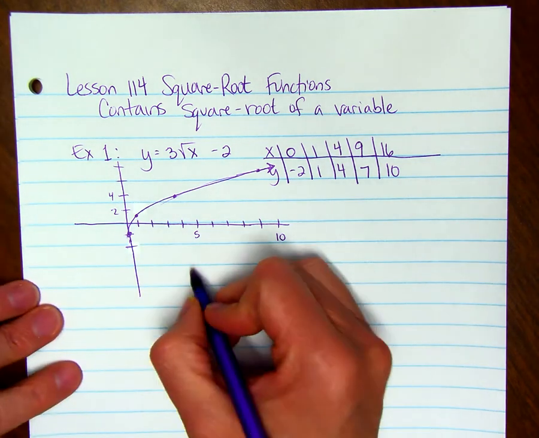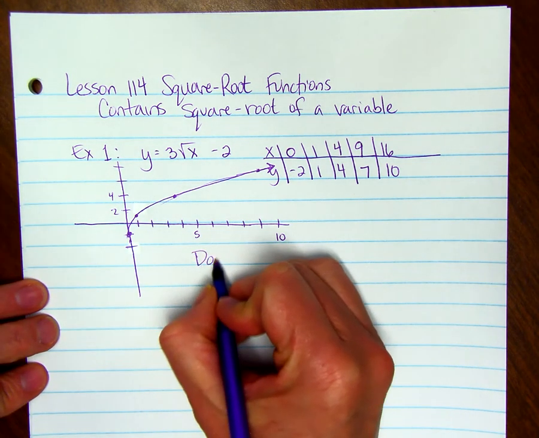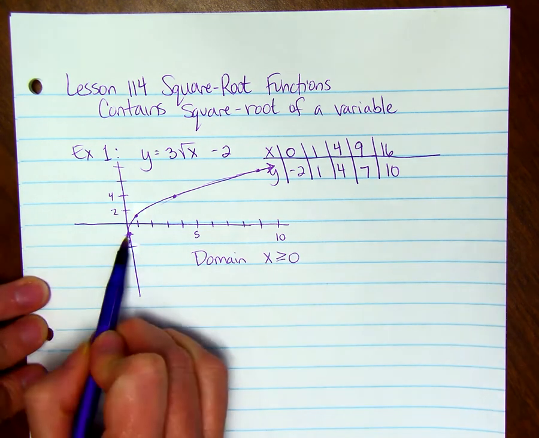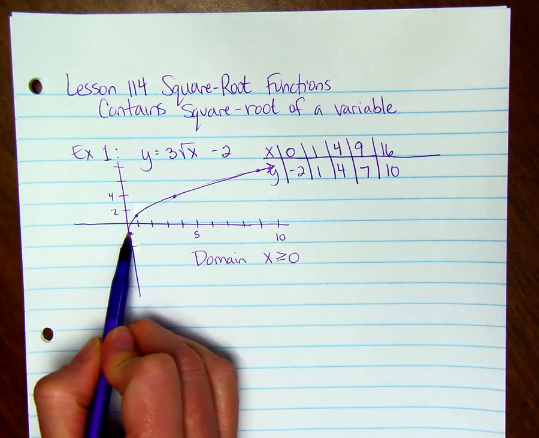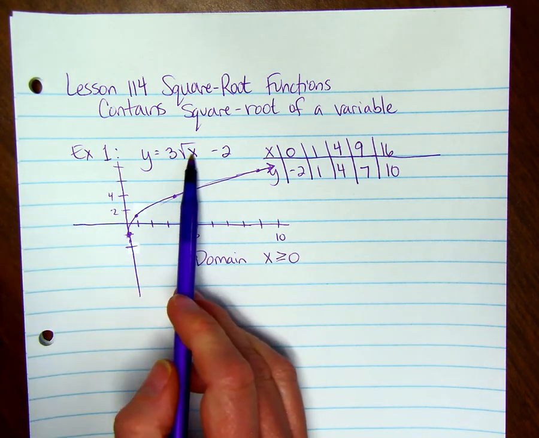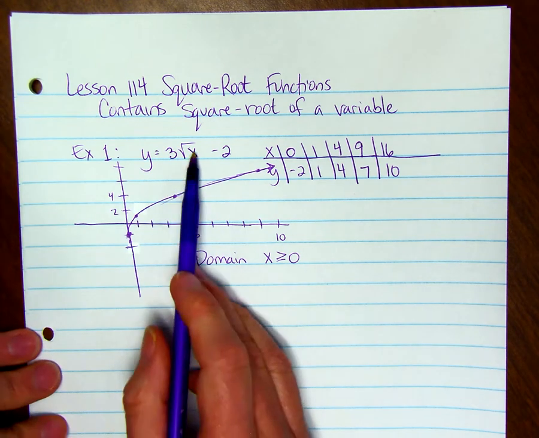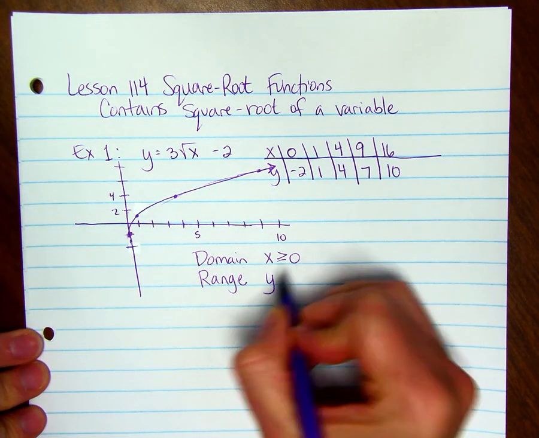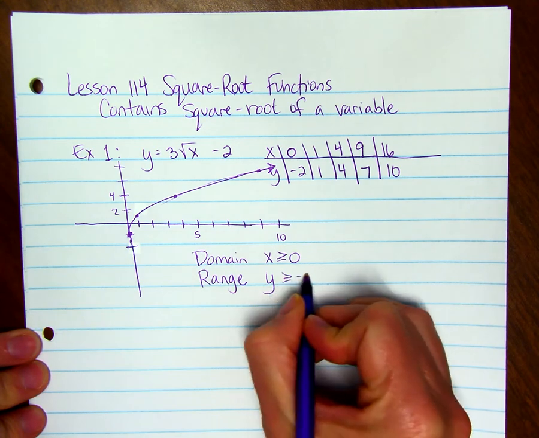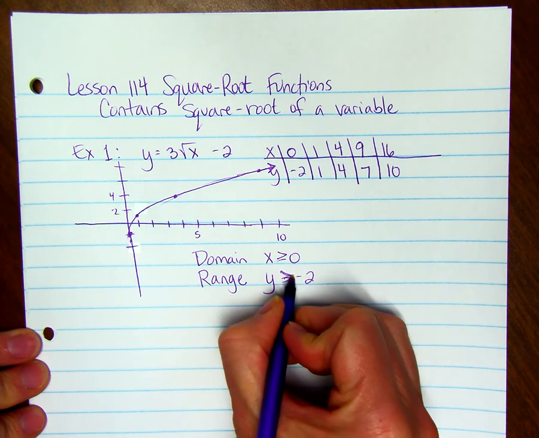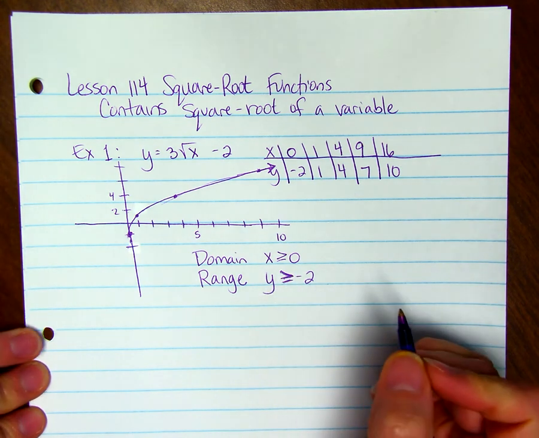Now if we look at this, we can say our domain is x is greater than or equal to 0. Notice that there's no negative x's here. It just starts at 0. If you put in a negative x, you're not going to have any real values. This is going to be a square root of a negative number, which we can't have. And then the range is going to be y is greater than or equal to negative 2, because that's the lowest value for y, and then it just continues to get bigger. So that's the range.